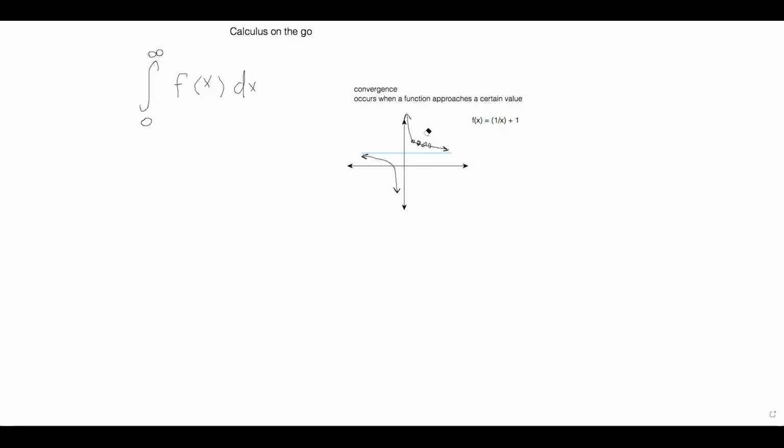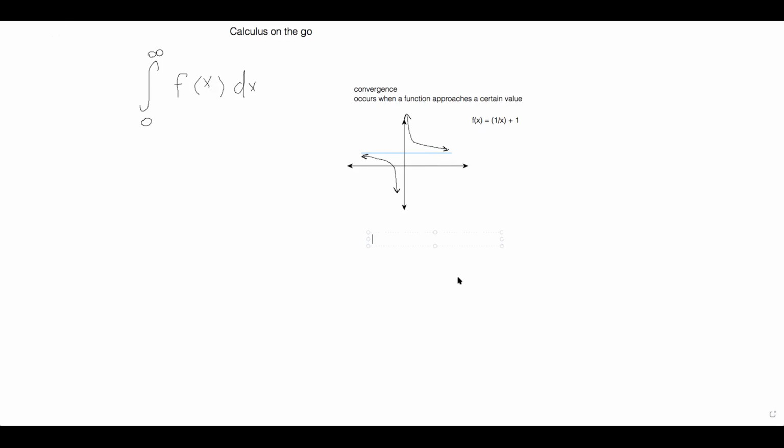We want to ask ourselves, as x gets larger and larger, what happens to y? Specifically, does it look like y approaches a certain value as x gets bigger and bigger? And it looks like it definitely does. As x gets larger and larger, we can clearly see that our curve approaches this asymptote. It approaches the y equals 1 asymptote. So we can say that this definitely converges. It converges to y equals 1.